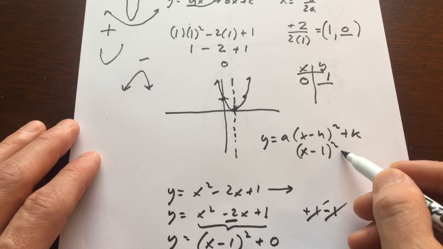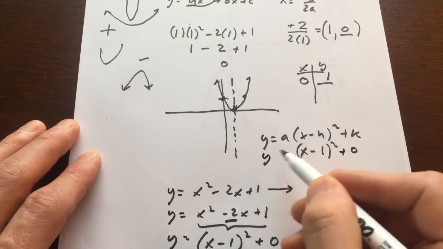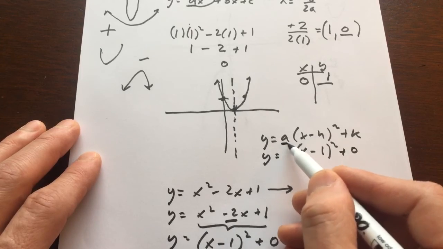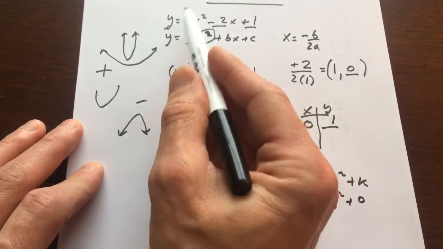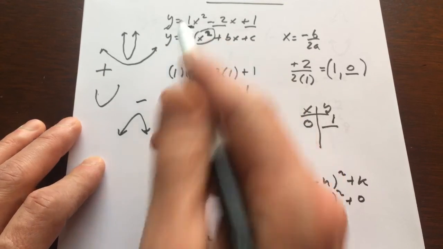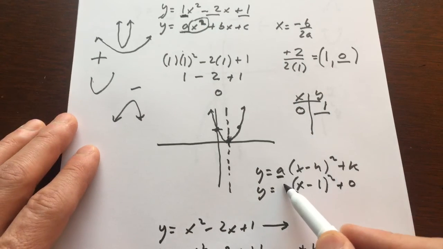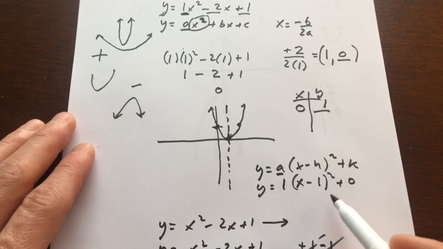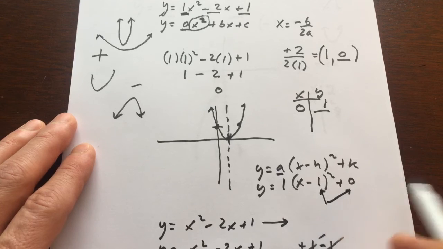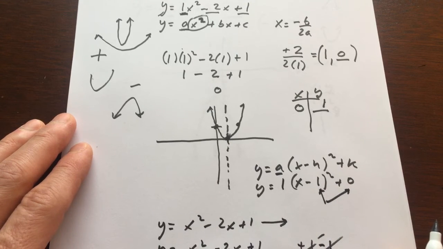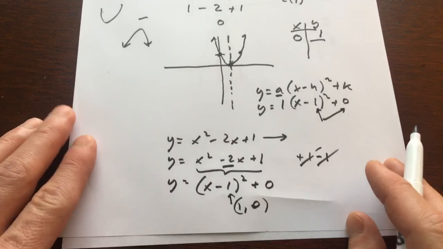And then the k value is going to be +0. And the thing to realize is that this a value is going to be the same a value as we have up here. See how a is the number in front of the x squared term? That's 1. That's going to be the same a value right here, so this is also 1. So you can either just substitute in that vertex the h and the k, or you can do that completing the square method that I showed you down here.